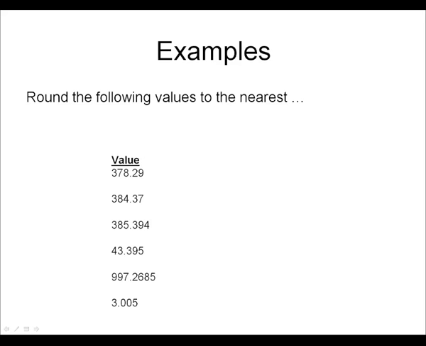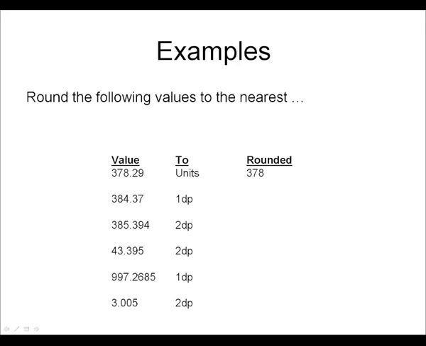Let's have a look at a number of examples. We're asked to round the following values to the nearest... Here are the values. The first value is 378.29 and we're asked to round to units, which means we're counting 376, 377, 378. Will we count to 379? Well, we look at the unit, our 8. We look at the value immediately after that. That's less than 5, so we stick with 378.